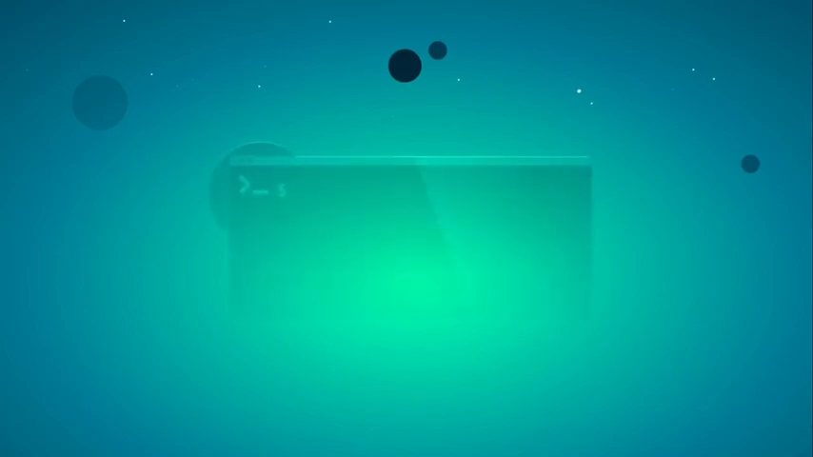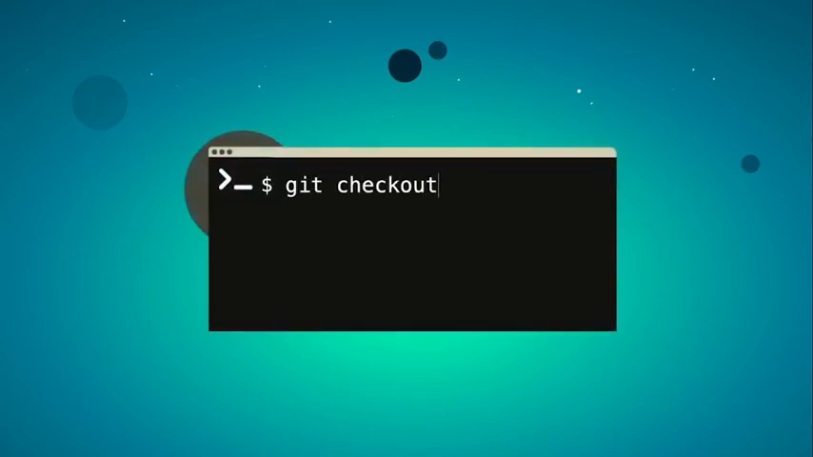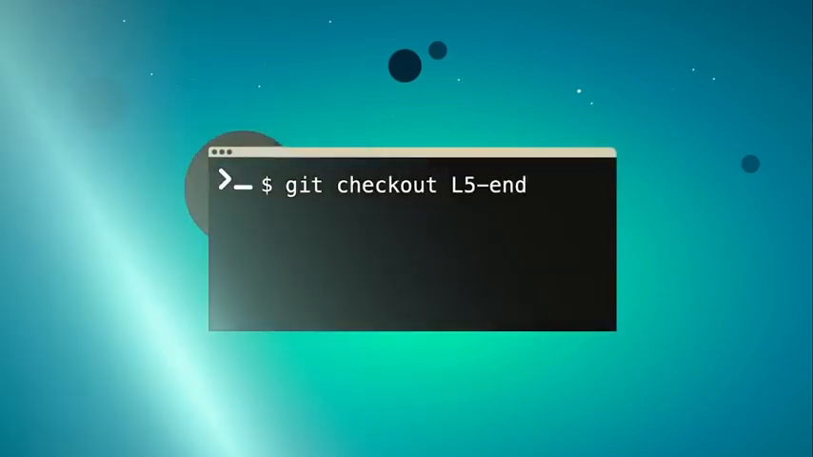That brings us to the end of the lesson. If you want to grab the ending code, check out the L5-N branch. And I'll see you in the next lesson, where we're going to create a new component to display the details of a given event, which is going to require some dynamic routing and another API call.